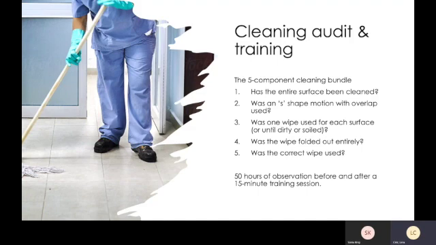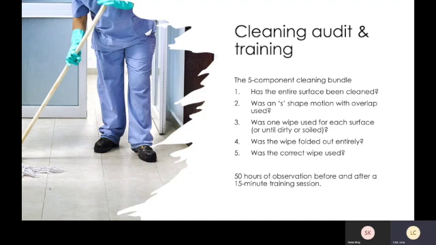What we were assessing the cleaning on was this 5-component cleaning bundle. The first component was, has the entire surface been cleaned? That's making sure that the whole surface is cleaned rather than just one particular area. Then, was an S-shaped motion with overlap used? This is to make sure that the entire surface is cleaned and that no areas are left dirty. It's a motion that's used to make sure that everything is cleaned properly.